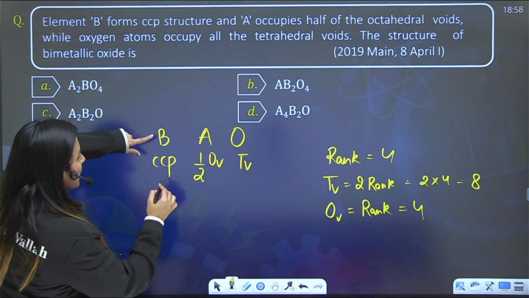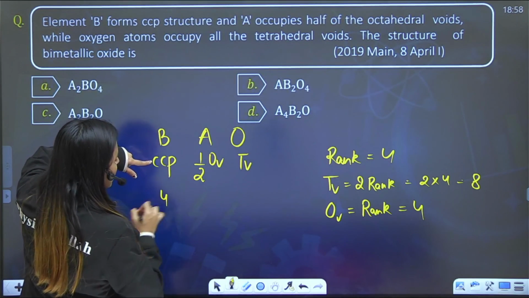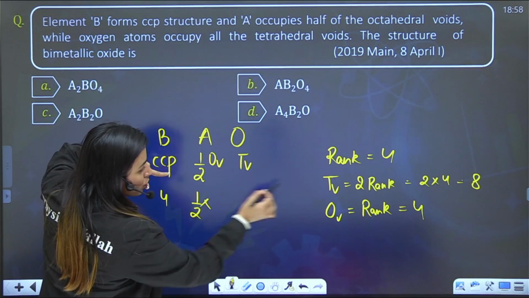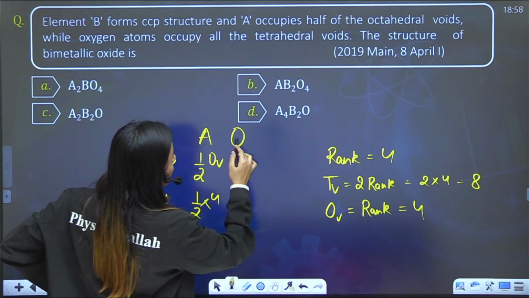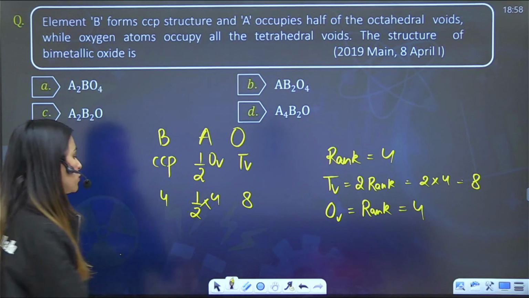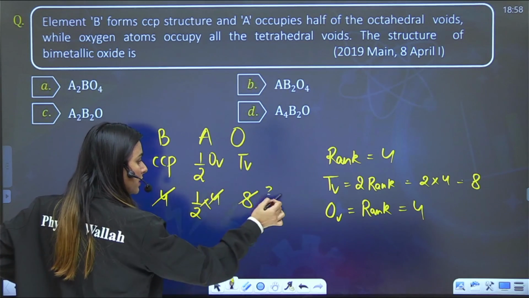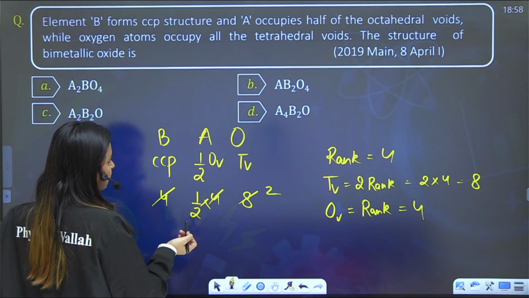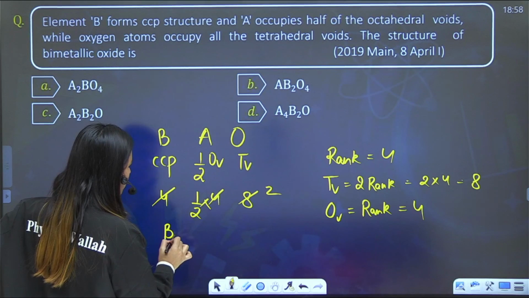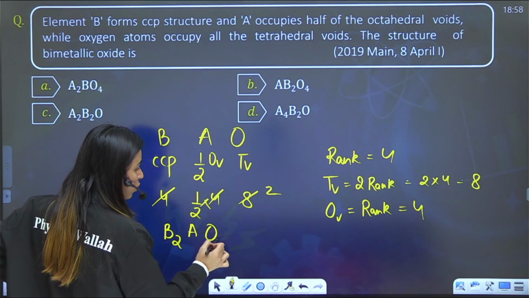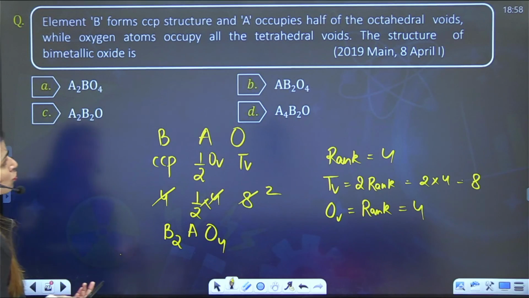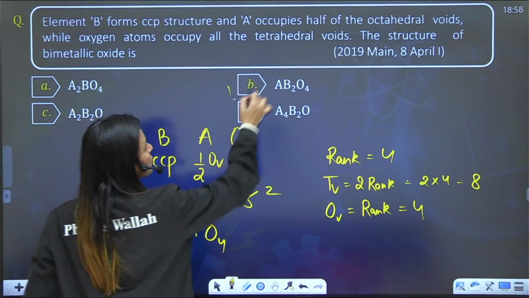Now it says that B forms CCP and occupies all the positions, so this would be 4. A is half of the octahedral voids, so you have octahedral voids 4, giving 2. And oxygen occupies all the tetrahedral voids, so this would be 8. So now let's find out the ratio. Let's take the LCM 2 on all the parts. So this would be B2, A and O4, that is A, B2, O4. Yes, option B will be your correct answer.